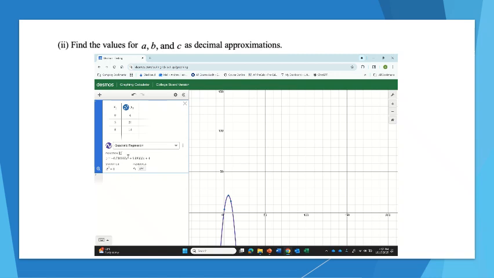So there. And now this should be our quadratic regression, in which case, to answer the question, A is going to be negative 0.717. Remember, round to 3 decimal places. B should be 6.983. And C is just going to be 4. You don't have to put 4.000. You can just write 4. That's totally fine. And that should be our answer for part AII.